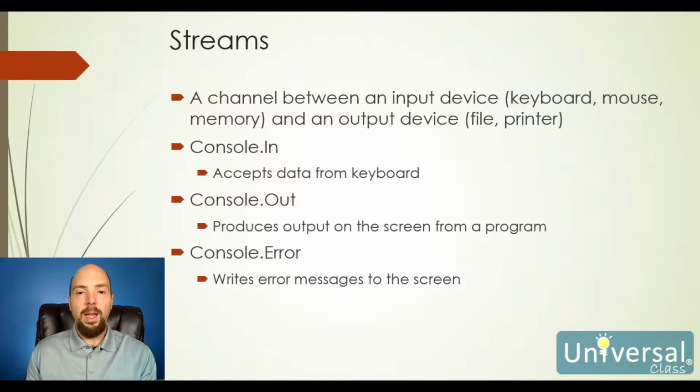Now, console.out, that's going to allow us to take things from a file and then produce output on the screen from it. And then there's also another one, which is console.error, which is what is going to allow the system to actually write errors to the screen if one occurs.